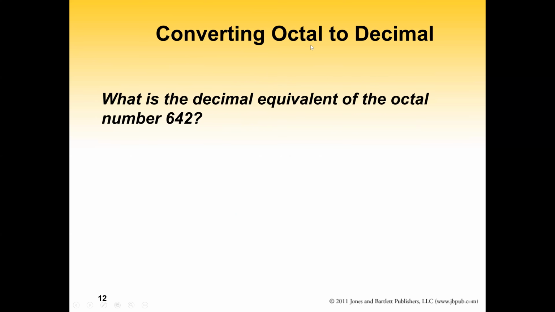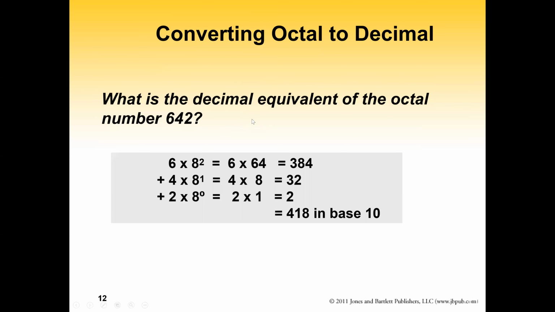So now, converting octal to decimal. Octal means base 8, so the digits will be from 0 to 7. Here the question says, what is the decimal equivalent of the octal number 642? In the previous examples, we assumed 642 was a decimal number, so we used base 10. We also assumed it was base 13, so we used base 13. Now we know octal is 8, so we have to use base 8. So this will be converting octal to decimal.